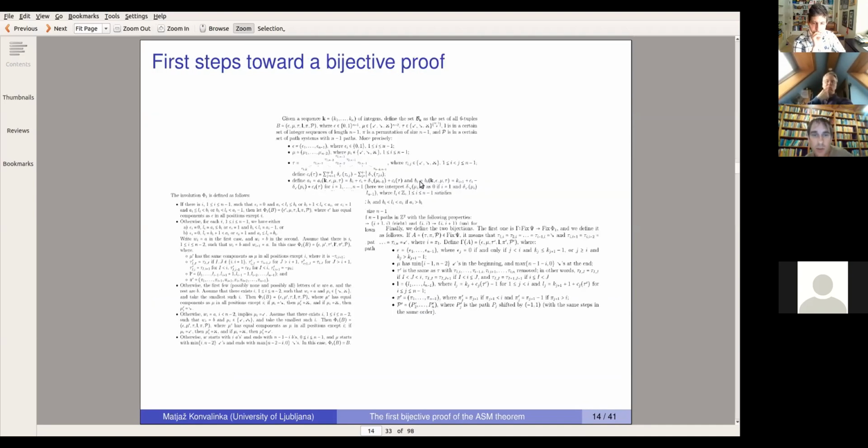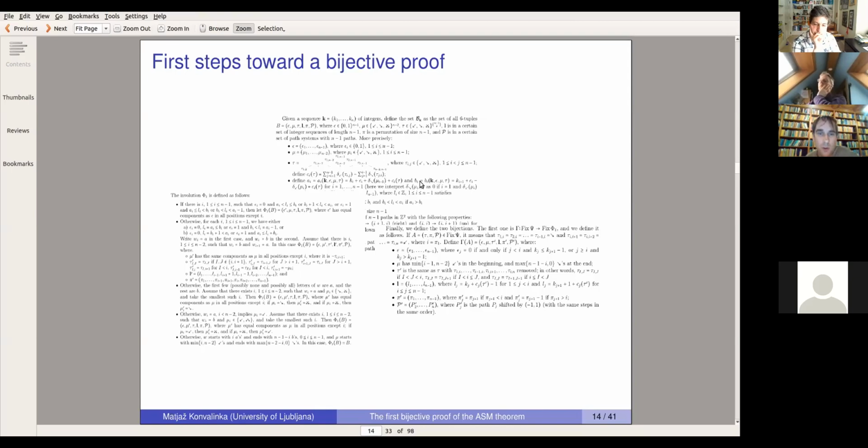So here is a slide that shows you our first steps toward a bijective proof. We kind of understood what we had to do. So we delved deep into her proof, and we realized we had some 6-tuples of objects, and then we wanted to do some sign-reversing involution that would cancel some of those objects, and then another sign-reversing involution, and so on and so on.